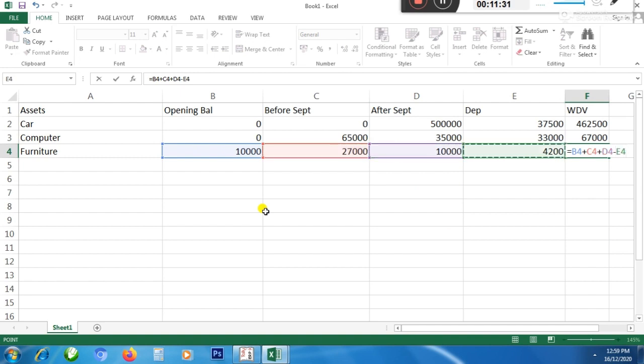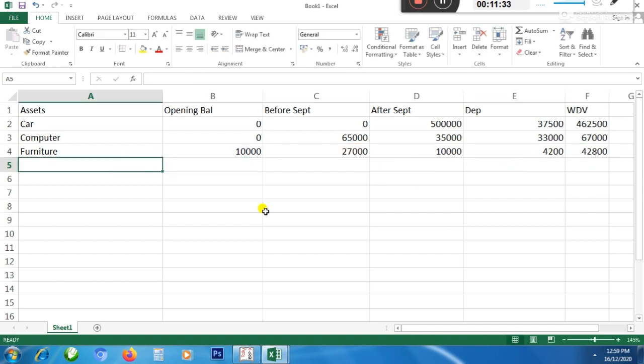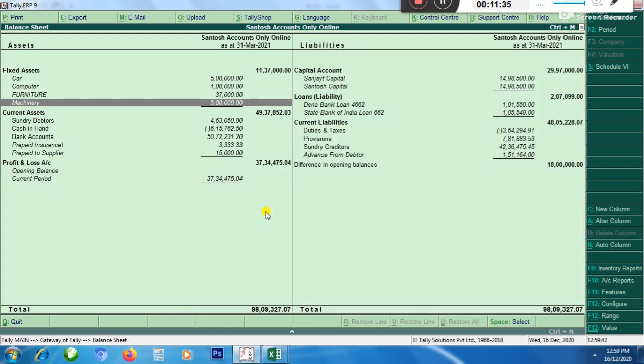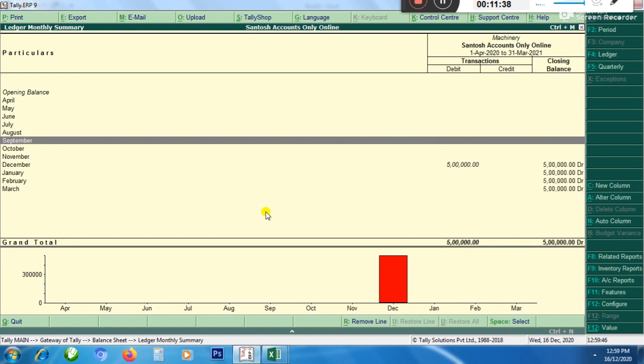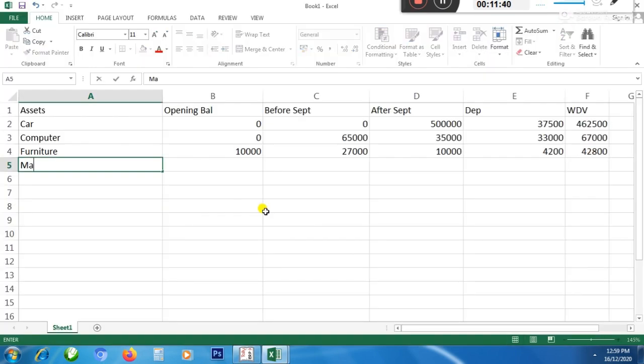Okay, now what is left? Machinery, that is purchased in December, that is after September, that is 5 lakh.